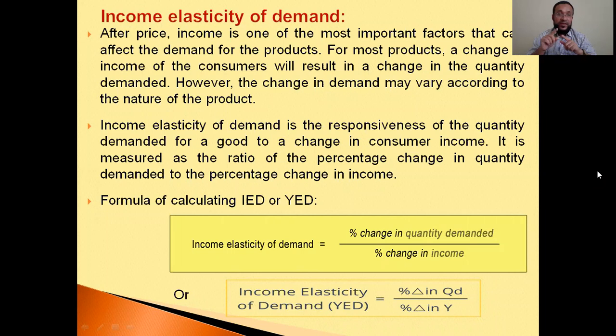From this concept, we can define income elasticity of demand, which means that income elasticity of demand is the responsiveness of quantity demanded for a good to a change in consumer income. It is measured as the ratio of the percentage change in quantity demanded to the percentage change in income. We can use this formula for calculating income elasticity of demand: income elasticity of demand equals percentage change in quantity demanded divided by percentage change in income, or to make it short, percentage change in QD divided by percentage change in Y.